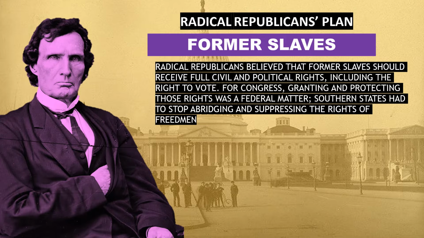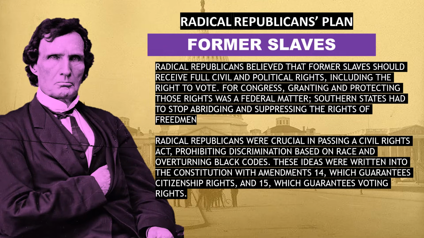Radical Republicans believed that former slaves should receive full civil and political rights, including the right to vote. For Congress, granting and protecting those rights was a federal matter. Southern states had to stop abridging and suppressing the rights of freedmen. Radical Republicans were crucial in passing a Civil Rights Act, prohibiting discrimination based on race and overturning black codes. These ideas were written into the Constitution with Amendments 14, which guarantees citizenship rights, and 15, which guarantees voting rights.